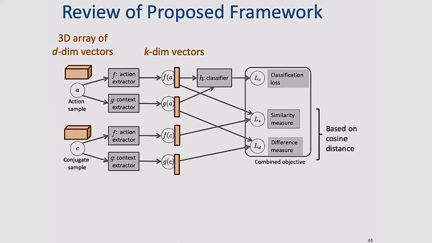And the function that we use to compare the similarity and differences is based on cosine distance. For example, the function to measure the differences between two vectors is 1 minus the cosine between GA and GC. So we want GA and GC to be the same, so we penalize for the differences between them.